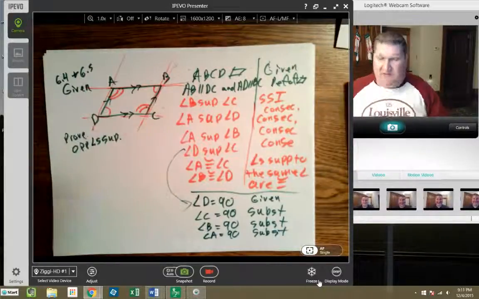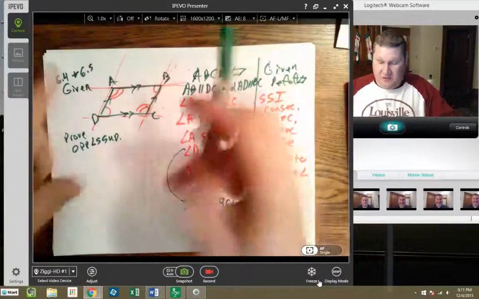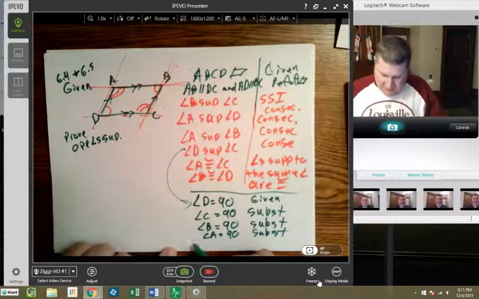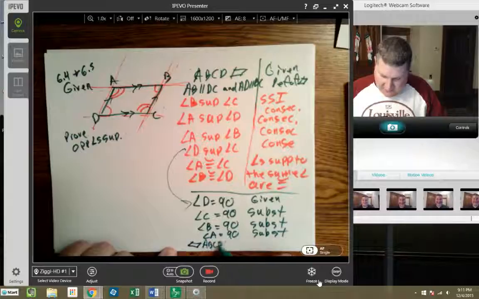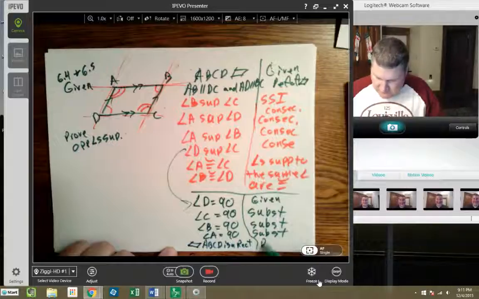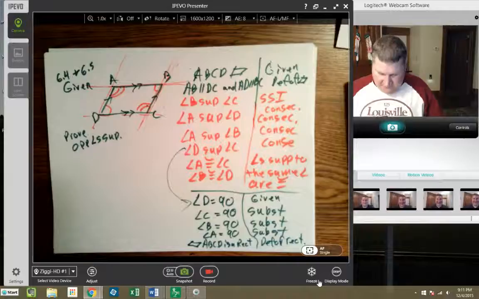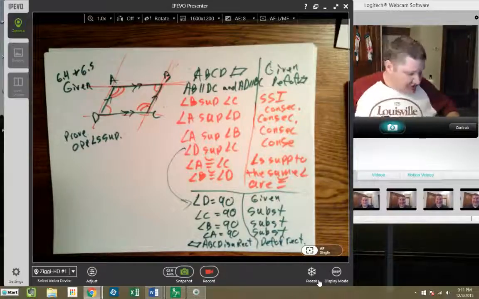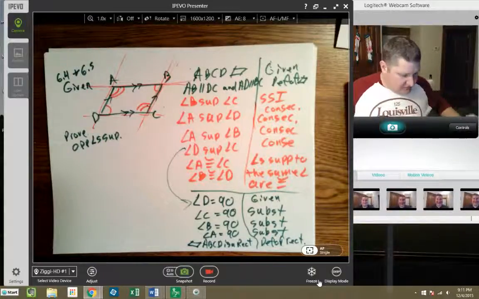And so now I have a shape that has opposite sides parallel and four right angles. We can say that parallelogram ABCD is a rectangle by definition of rectangle. There we go, by definition of rectangle. So we have through theorem 6.6.